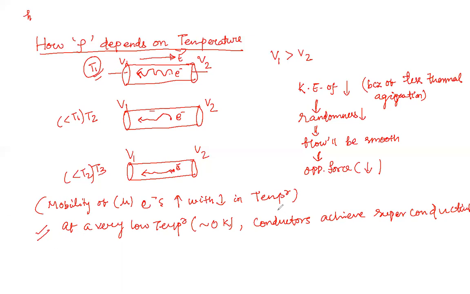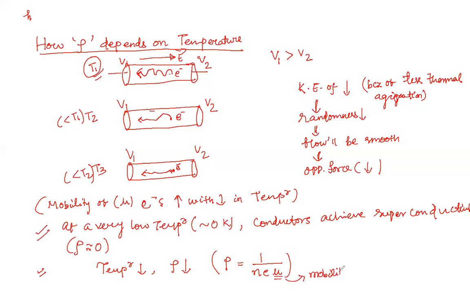So the mobility increases with the decrease in the temperature. At a very low temperature, the conductors achieve superconductivity, and at that particular time the resistivity becomes almost equal to 0. So as the temperature decreases, the resistivity also decreases, because resistivity is equal to 1 by n e mu that we have already studied. And mu is mobility. Can you see that this mobility is in the denominator? So if this value increases, the resistivity will start to decrease.